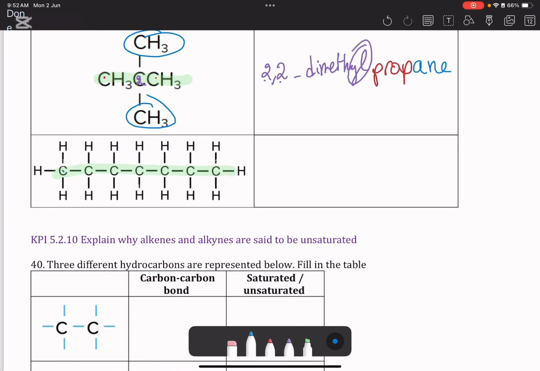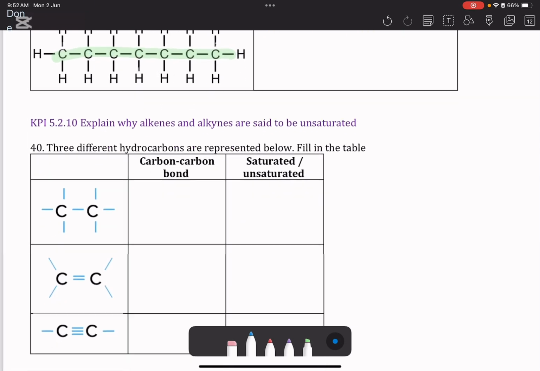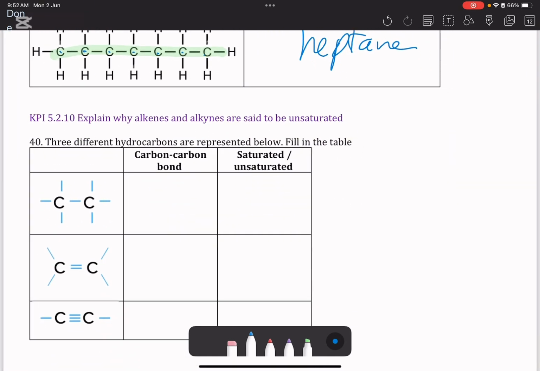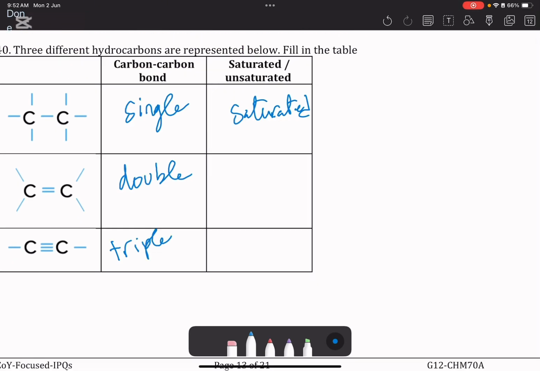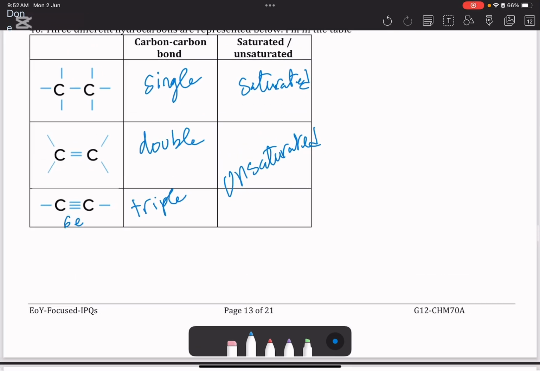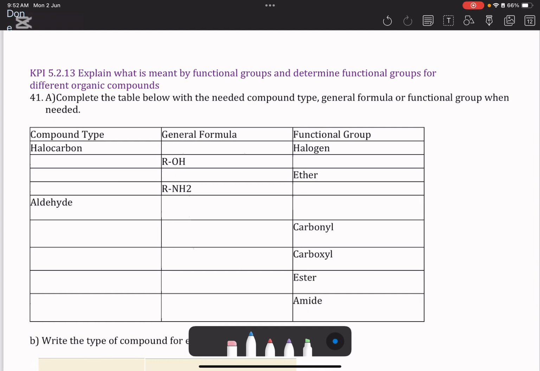Again, there are no branches in this one. 1, 2, 3, 4, 5, 6, and 7. That's a heptane. Next, 3 hydrocarbons. Okay, that's a single bond. That's a double. That's a triple. Saturated because it's a single bond. Now the double bond and the triple bond are the unsaturated hydrocarbons. Keep that in mind. Now in case of electrons, here 6 electrons shared, 4 electrons shared, 2 electrons shared.